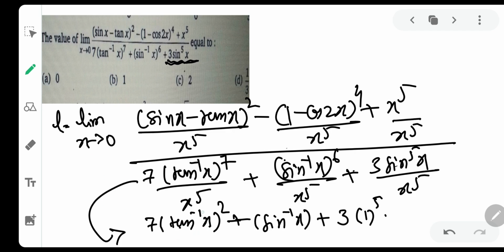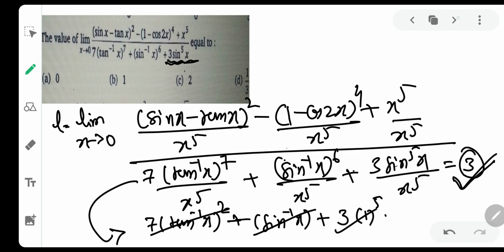Tan inverse 0 is 0, so this will be 7 into 0, 0. Sin inverse 0 is 0, so this will be also 0, and 3 into 1 is 3. So your denominator limit is 3. So our main work of turning the denominator to a number other than 0 is done. Our denominator is 3. Now we need to concentrate on the numerator.